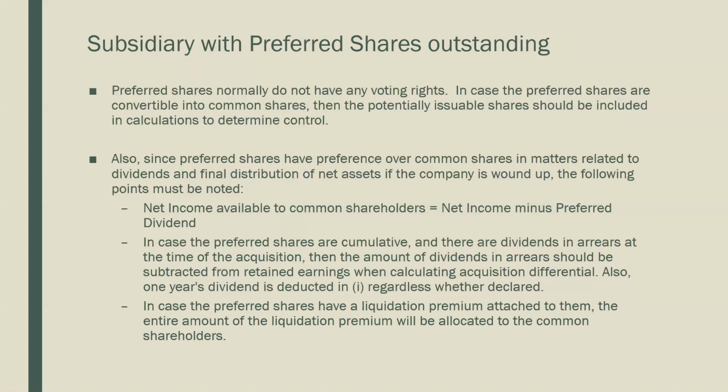In case the preferred shares have a liquidation premium attached to them, the entire amount of the liquidation premium must be allocated to the common shareholders because it'll come out of the common shareholders' equity portion.